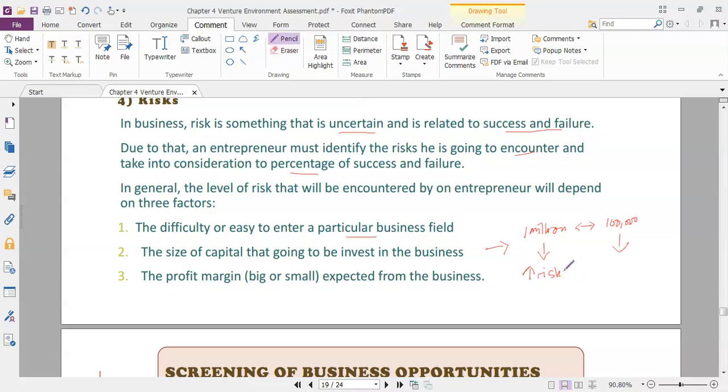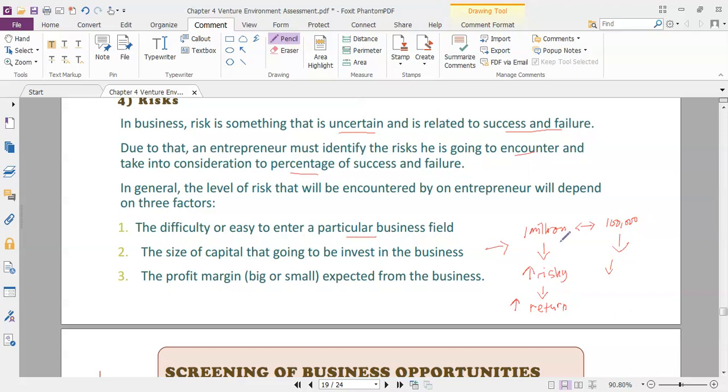So that's why, if you have more money or more capital, high risk, but it will also increase the chances to have high return. Dapat duit yang lebih banyak, pulangan dia. But if the size of capital is just 100,000, so the risk is lower.